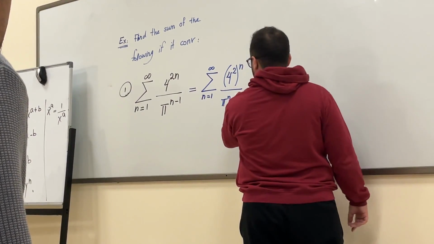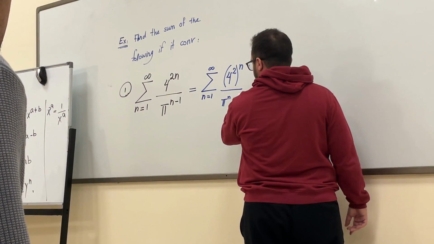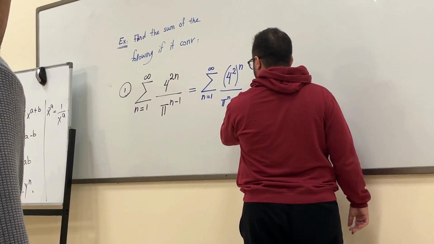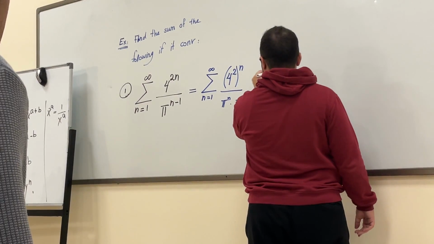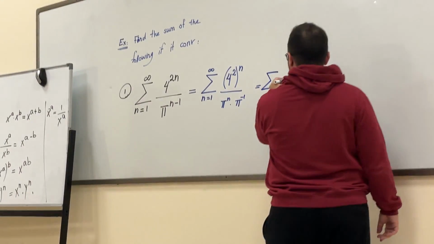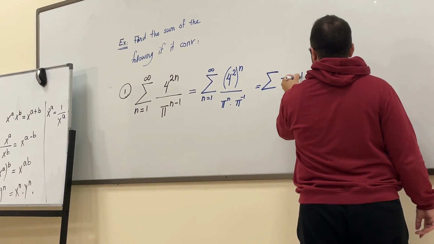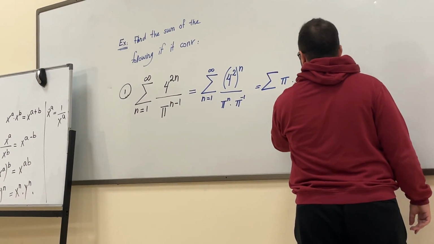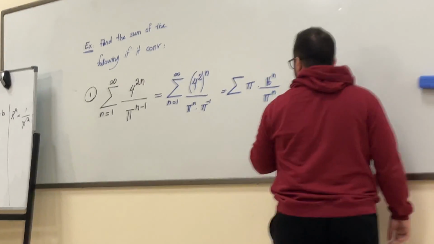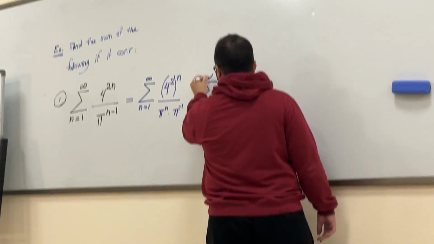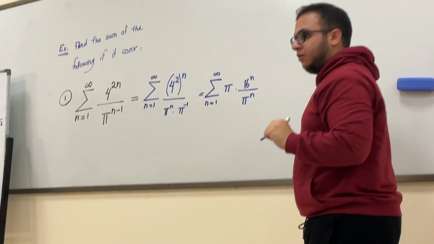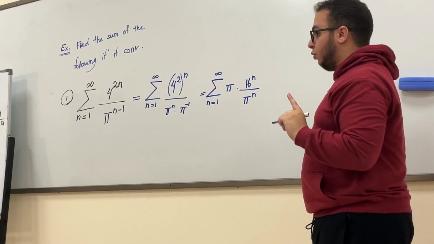Now, π^(−1), you can flip its position and make it positive, right? It's a constant. So it becomes π here, power 1 on the top, times 4 squared, I know that it's 16, divided by π^n. Am I right? Yes. Is this in the form or not yet? No, almost.